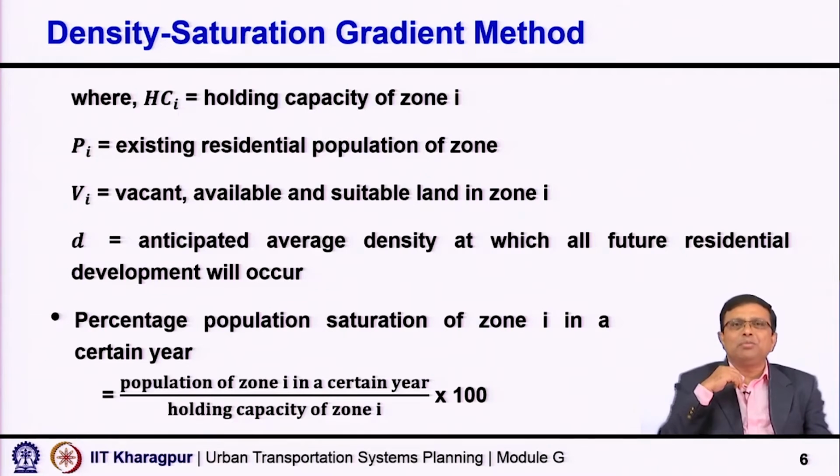Then, the present population saturation of a zone. How much is the holding capacity? Compared to that, what is the amount of population that is presently living in zone i? That shows the level of saturation. So, the percentage population saturation of a zone can be calculated easily, equal to the population of the zone in a certain year divided by the holding capacity of the zone, into 100. 100 means we want to express it in percentage.